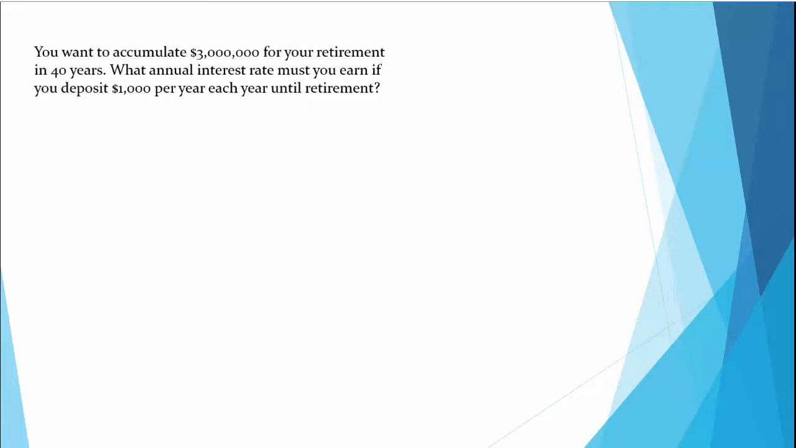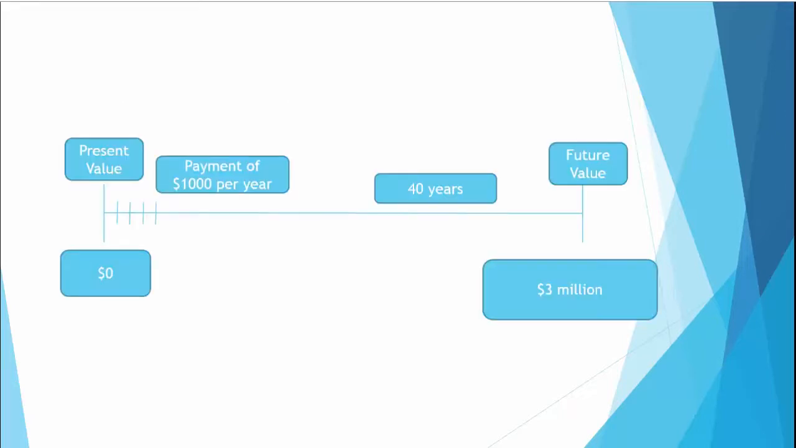Let's look at another example. You want to accumulate $3 million for your retirement in 40 years. What annual interest rate must you earn if you deposit $1,000 per year each year until retirement? First, draw a timeline like the one shown on this slide. Next, identify the key data. You want to have $3 million for retirement in 40 years, so $3 million is the future value and 40 is the N. You are depositing $1,000 per year, so that is your payment. Lastly, we are not told that you have any savings now, so your present value is 0.